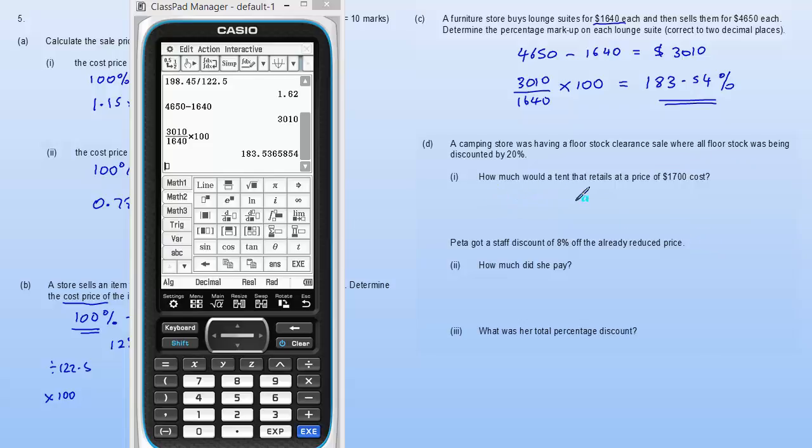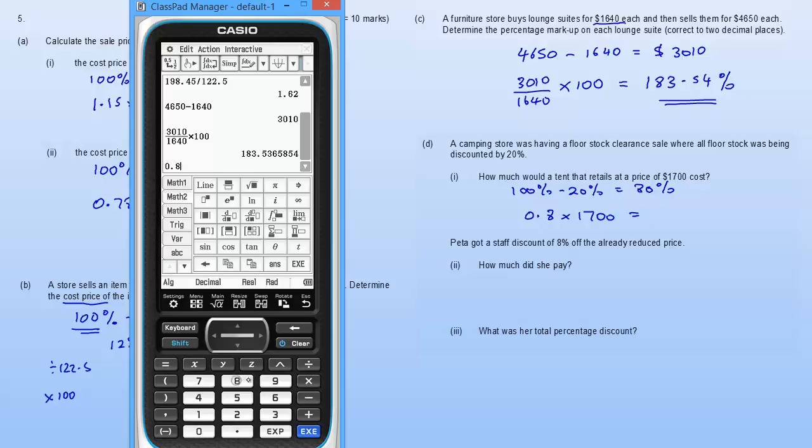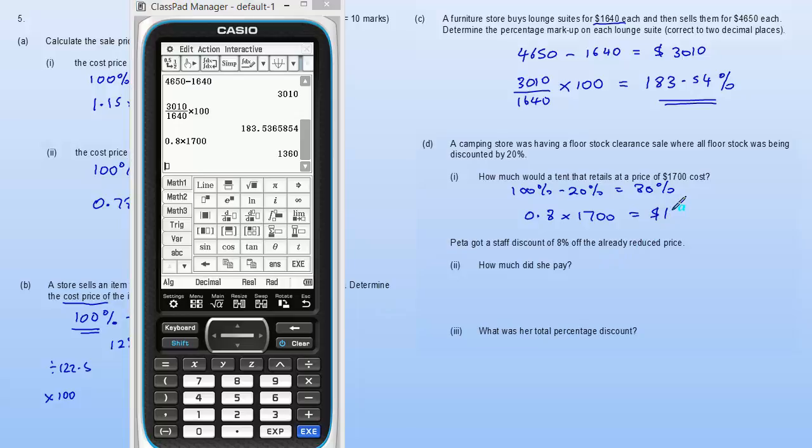A camping store was having a floor stock clearance sale where all floor stock was being discounted by 20%. How much would a tent that retails at a price of $1,700 cost? So consider the ordinary price to be 100%. We're getting a 20% reduction, which means we're paying 80% of the price. So 0.8 multiplied by 1700 gives us 1,360.